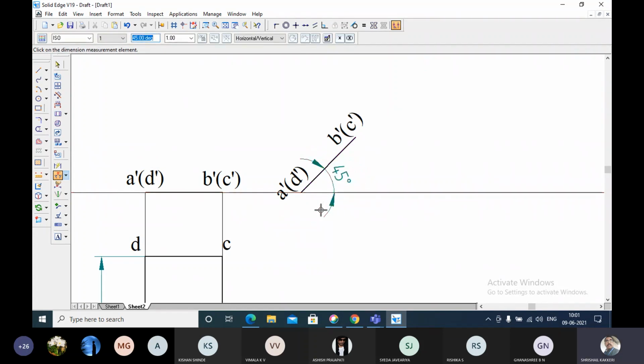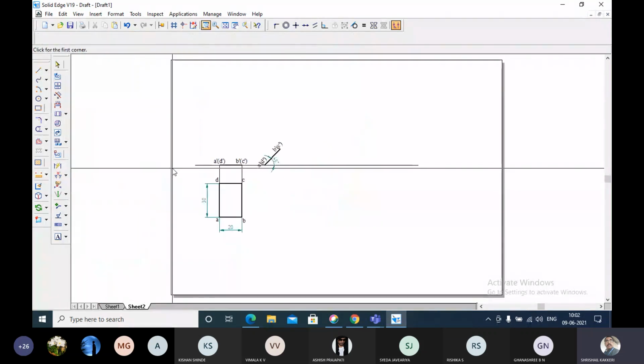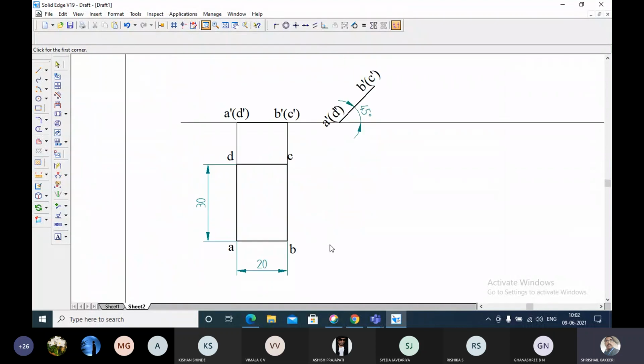So what they have given us? They have given us 30 mm by 20 mm, and the lamina is rotated or tilted through the edge on which it rests. AD is the edge on which it is resting. It is tilted until the surface of the lamina, what is the surface? This is the surface of the lamina, makes an angle of 45 degrees with respect to the horizontal plane. Now let me draw a line from A from the front view and from the top view, and B from the front view and the top view, like that.